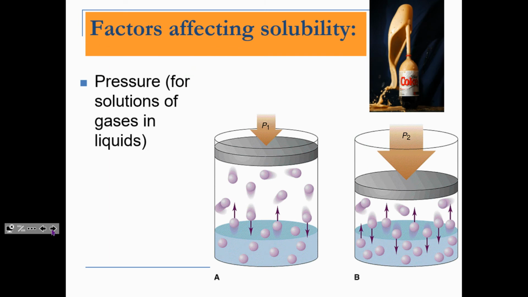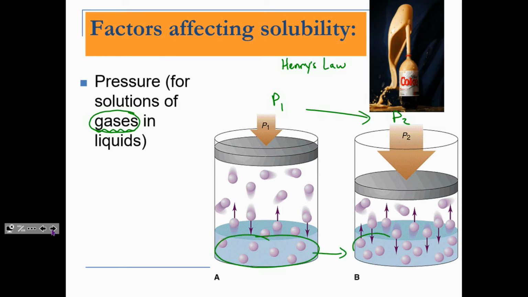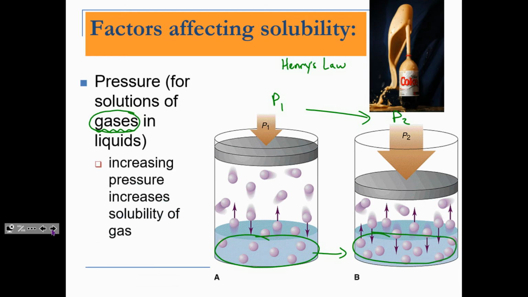Pressure can affect the solubility of gases and liquids. So again, we're focused on gases here in this slide. And we actually have an equation for this, and that's where we're going to finish this video. It's called Henry's Law. If we increase pressure from P1 to P2, we can actually dissolve more gas. And you'll notice that there are more gas particles dissolved in the liquid here. So if we increase the pressure, we increase the solubility. This is how we pressurize sodas.